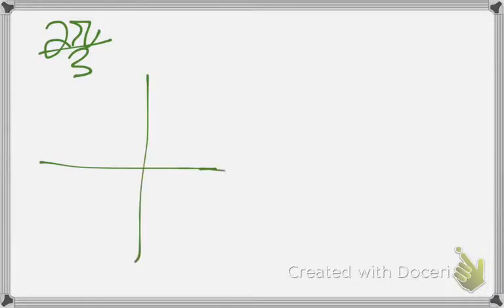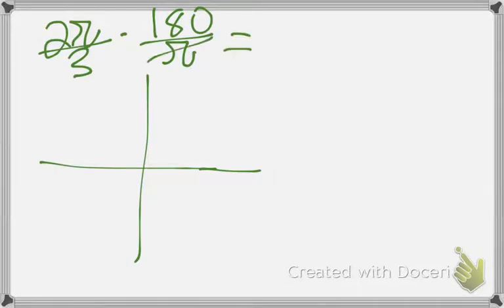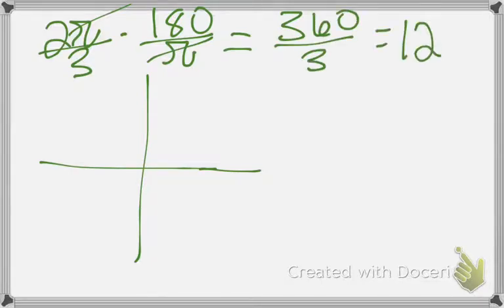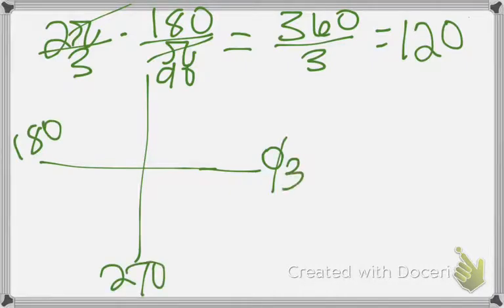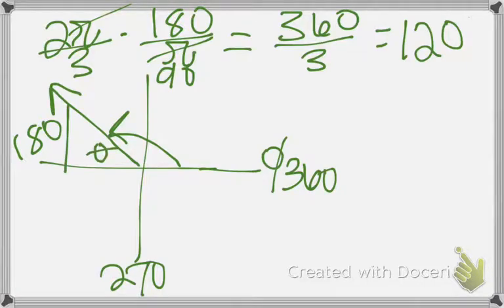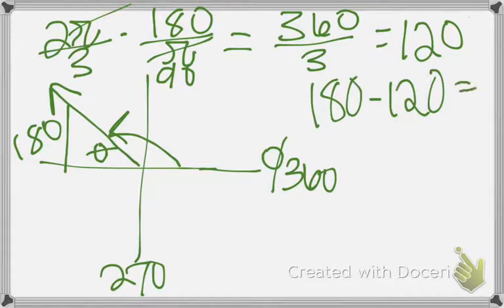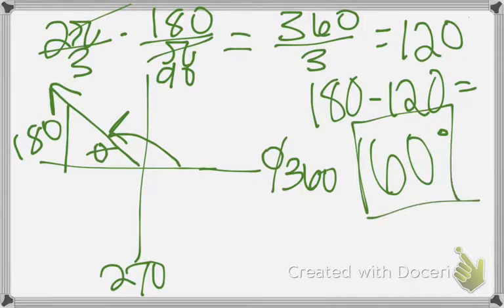So now we have 2 pi over 3 radians. I'm going to multiply by 180 over pi to convert to degrees. These pi's cancel. I'm left with 360 over 3, which equals 120. So I'm just going to draw that. This is 0, 90, 180, 270, 360. 120 is about right there. Draw this down. That's my angle. Now, 120 is less than 180, so I'm going to do 180 minus 120, and you get 60 degrees. That's the reference angle right there.